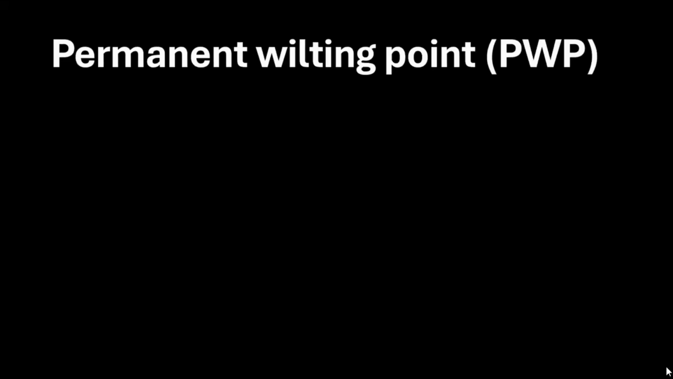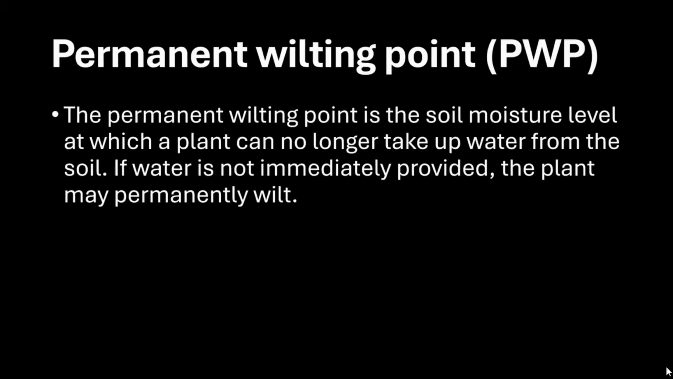Permanent wilting point. The permanent wilting point is the soil moisture level at which a plant can no longer take up water from the soil. If water is not immediately provided, the plant will permanently wilt.